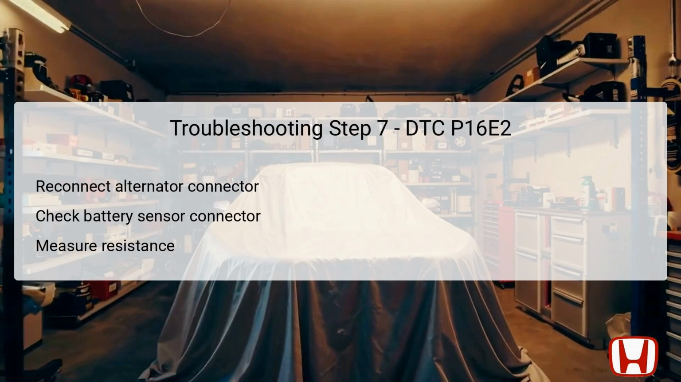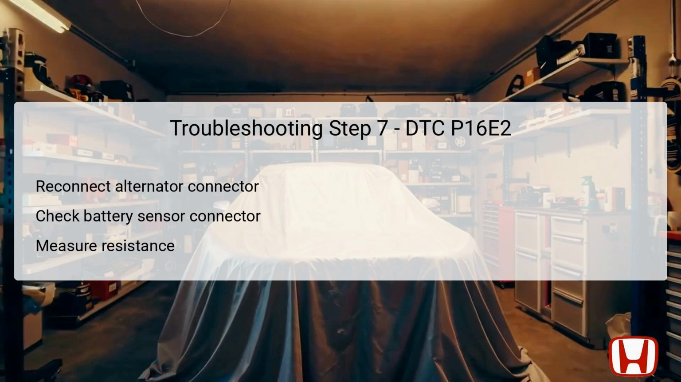Step 7 in addressing DTC P16E2 involves a determination of failure between the alternator and the battery sensor. Begin by reconnecting the alternator's 1P connector to restore circuit integrity. Then, you will need to disconnect the 12-volt battery sensor's 2P connector for testing purposes. Just as with previous steps, measure the resistance while ensuring the test is conducted in the off or lock mode with the battery sensor disconnected.